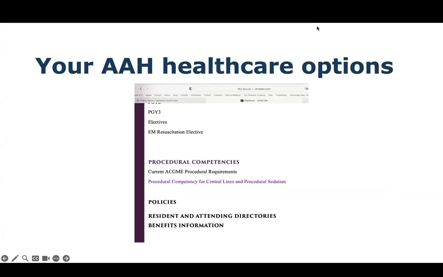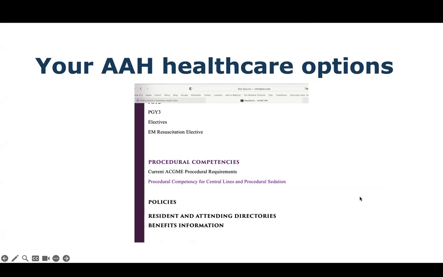If you want the full PDF on all of these benefits, I linked it to the website. So if you go to christcm.com, click on the resident tab, and then scroll down to where it says benefits and information, it'll take you to a PDF that explains all of this.